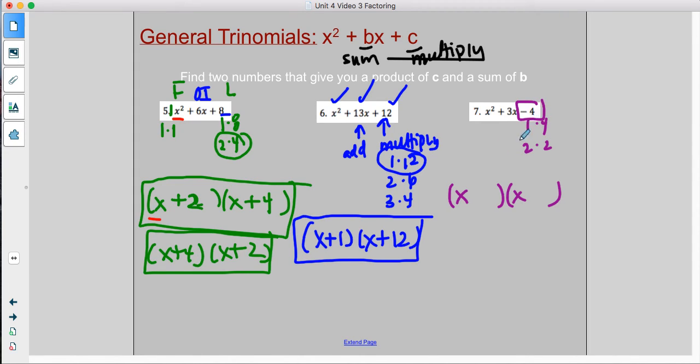So to be negative, one of them is going to have to be a negative number. So let's just think about it. -2 plus 2 would give us 0, so that's not going to work. If I make my 1 negative, -1 plus 4, that is 3. So it's x minus 1 and x plus 4.